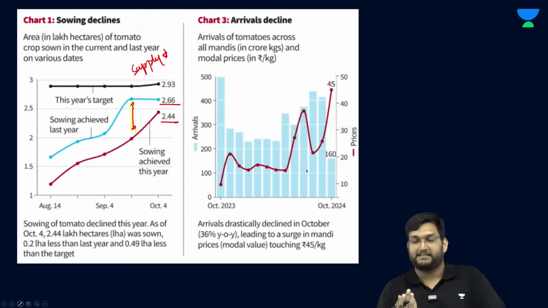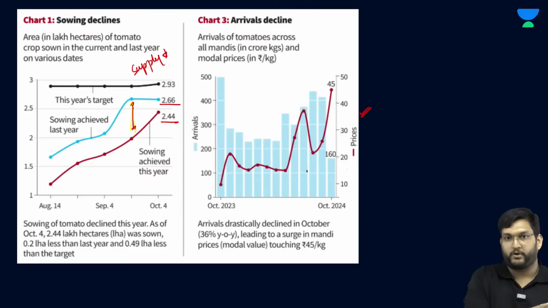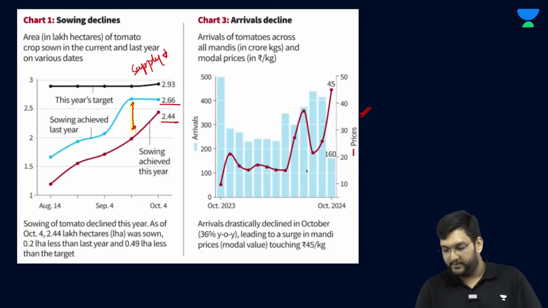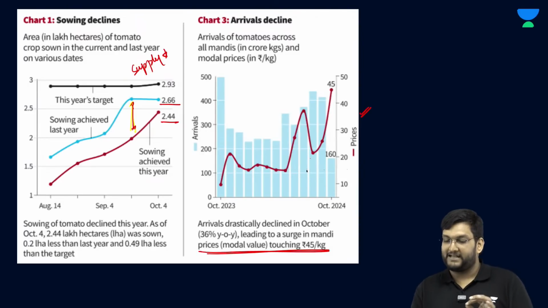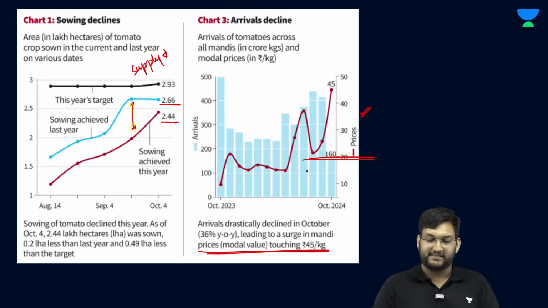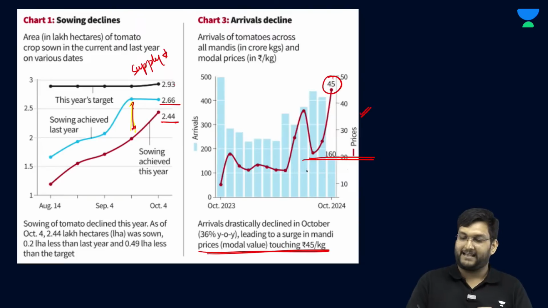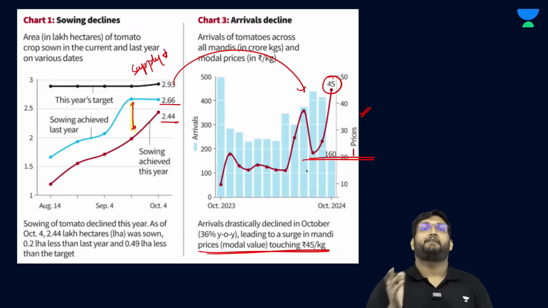And the second aspect is that now that there was less sowing, thereafter there has been less supply. You can see very less supply of tomatoes into the mandis. And if you look at the prices, they have been hovering around the 20-25 rupees mark, and have reached 45, because this had a cascading effect. First is the sowing decline, second is the arrival decline.